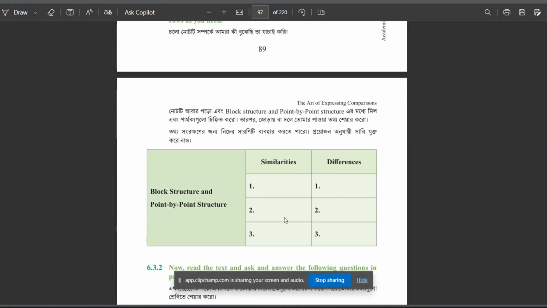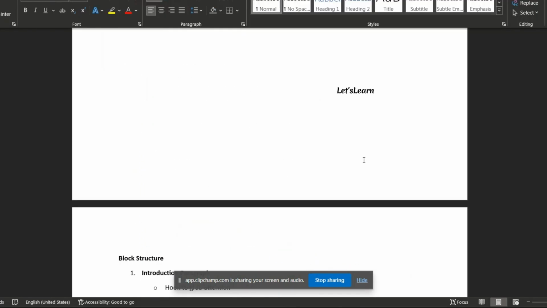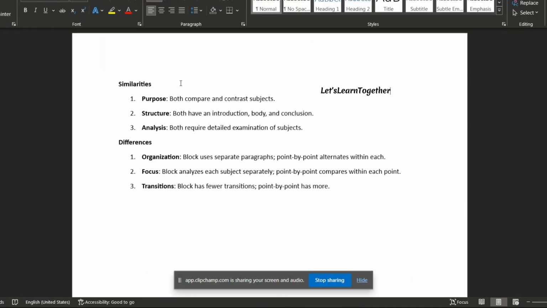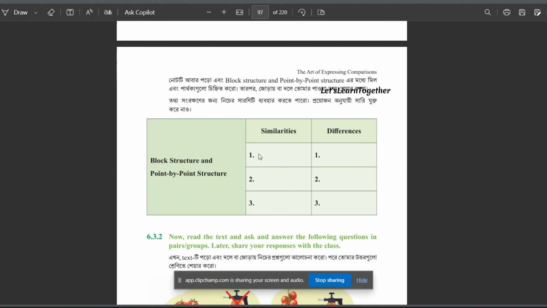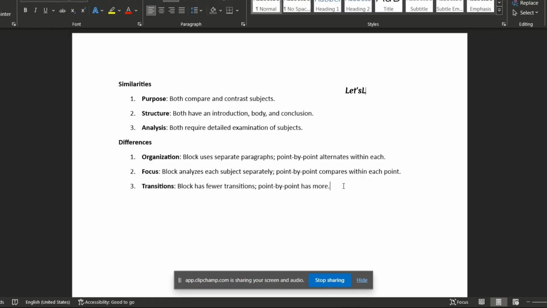So now let's see the answers. Here you go. Look, similarities and differences. There are 3 points for similarities and 3 points for differences. The same thing you have to write here basically. Make sure that you are writing in a smaller font so that you can fit all the things in these small boxes. These boxes are very small to write on, but you can also write this in your notebook if your teacher allows you to do so.